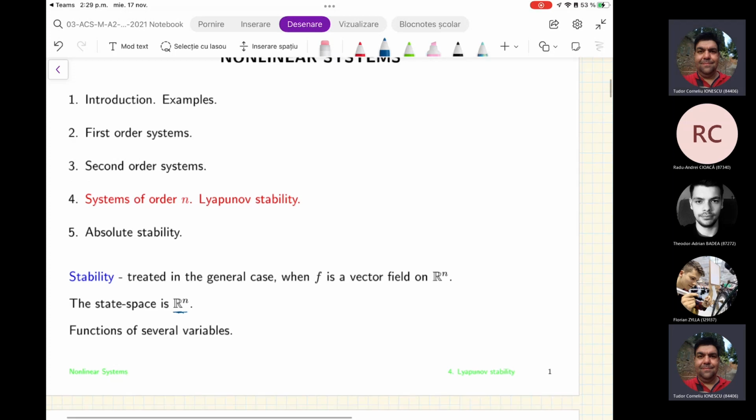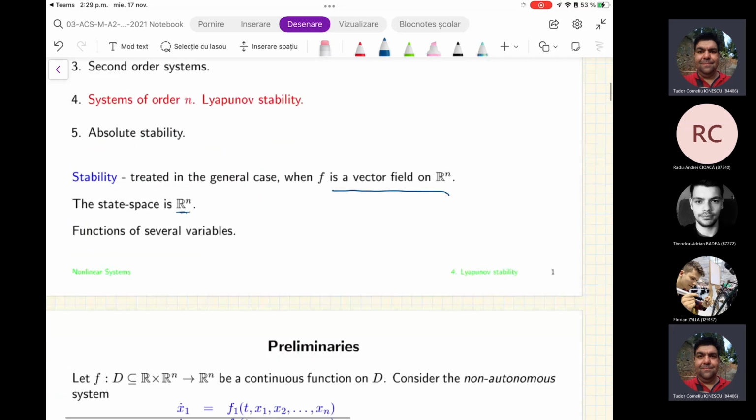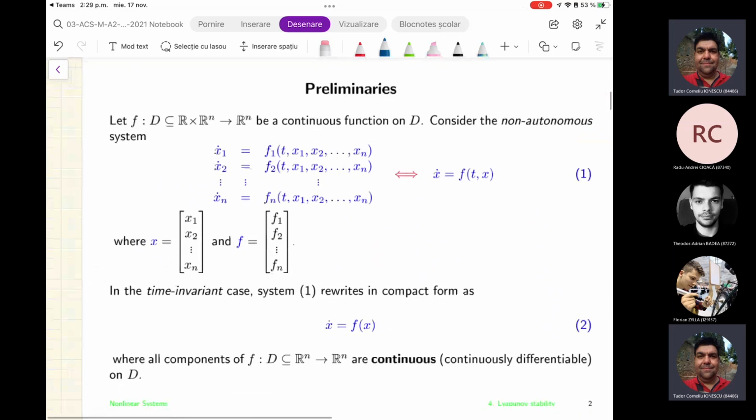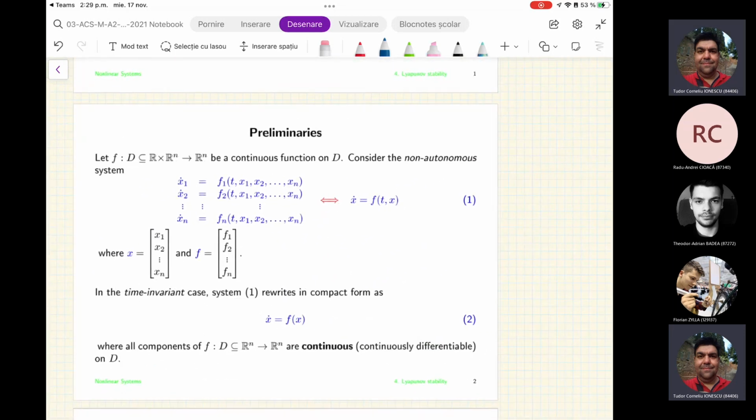Good. So the state space for an nth dimensional system is now Rn. We have functions of several variables, not only two variables, but several variables. F is a vector field on Rn. Okay, so we consider now a function f defined on a domain of R times Rn. This R is for the time dependency and Rn is for the state dependency.